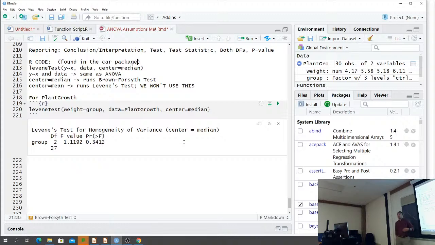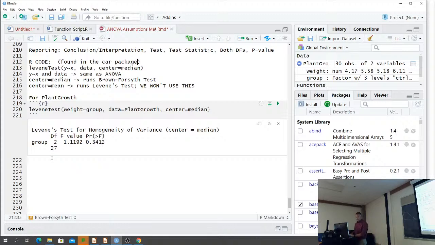Now it says Levene's test for homogeneity of variance, because it is. Brown-Forsyth said we're going to run the exact same test, but instead of centering our data on the mean, we're going to center the data on the median. The idea is that if everything is centered on the median and we have equal variances, then when we measure how far our most extreme data points are from the median, they should be equal among our groups.